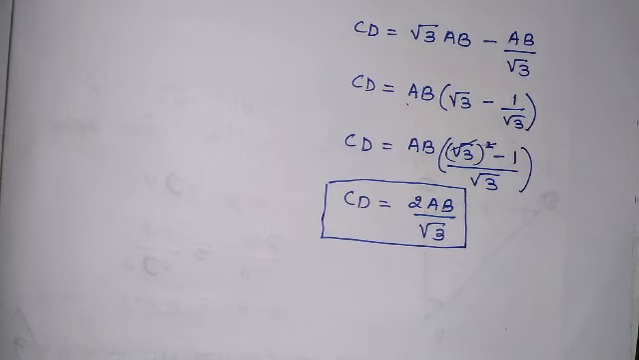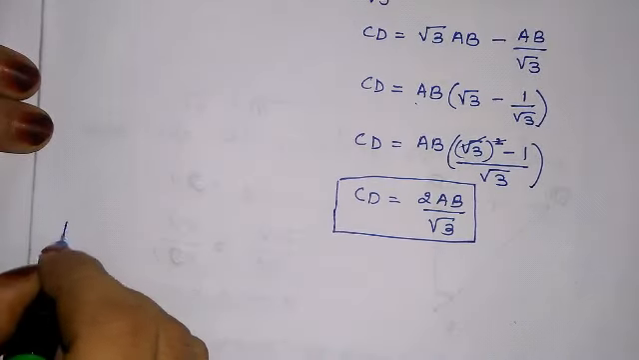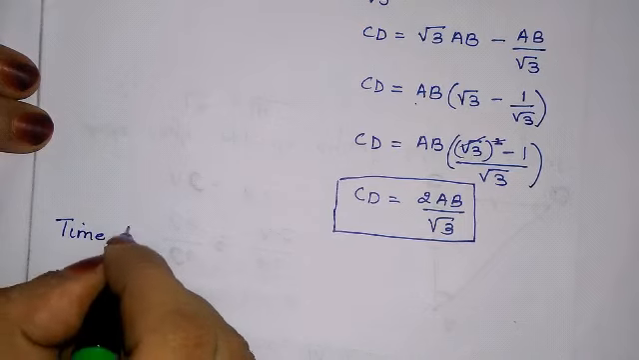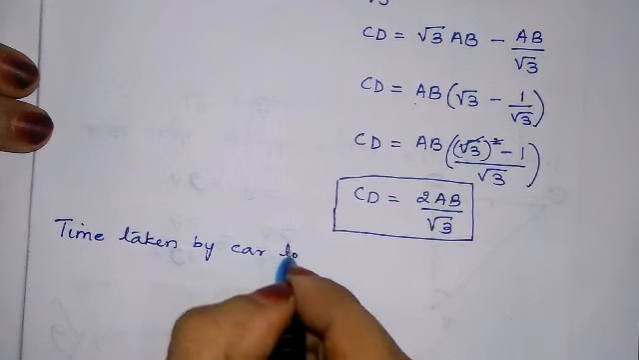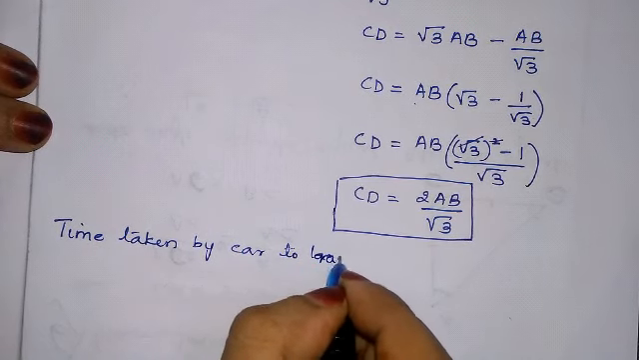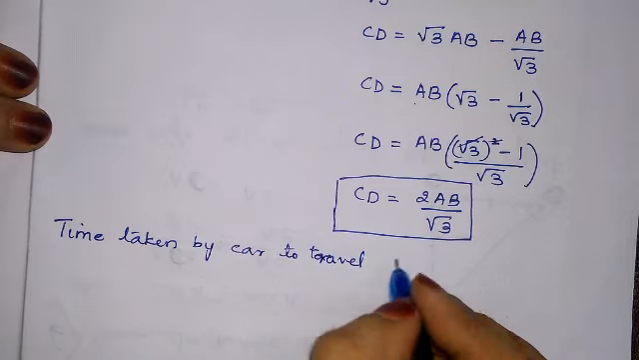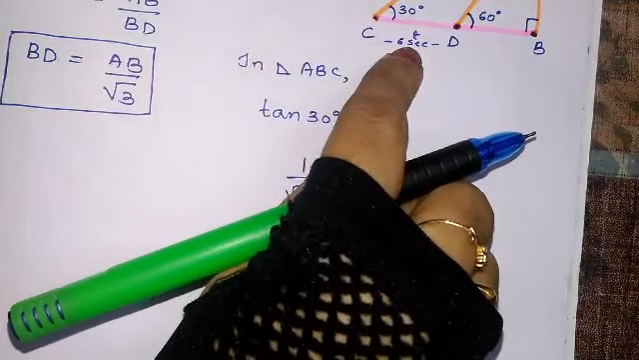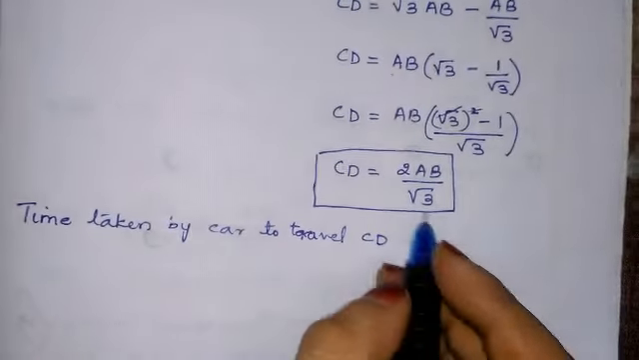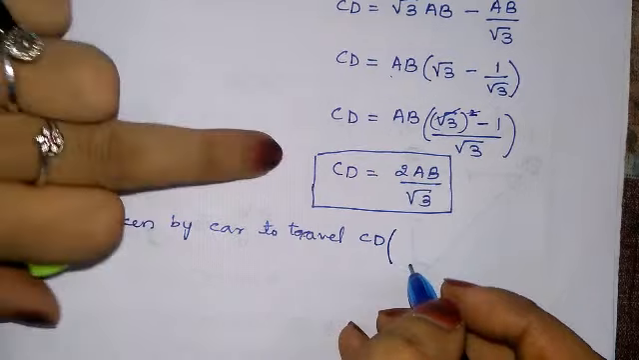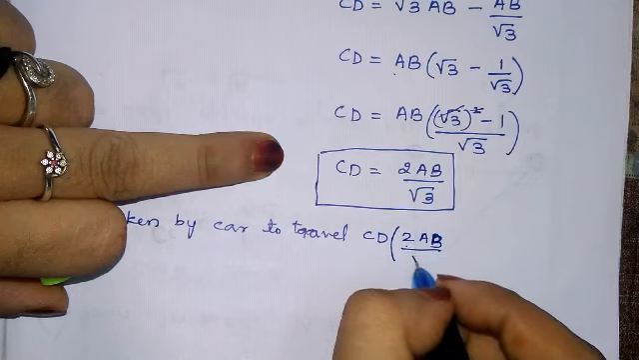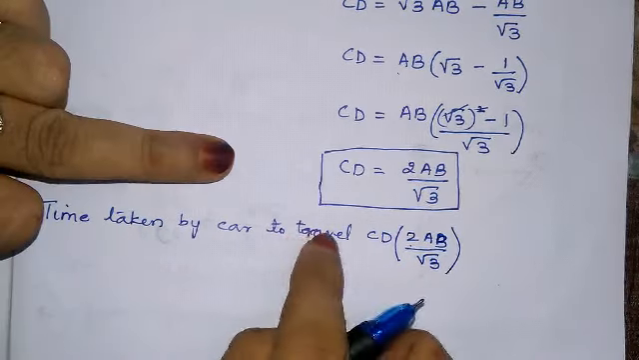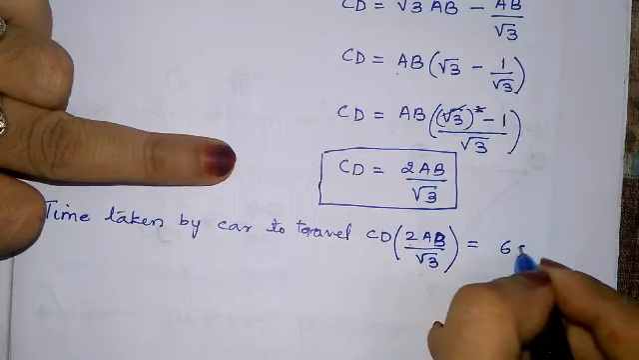Okay. Time taken by car to travel, in the question it is given. Time taken by car to travel CD, 6 seconds it has taken. But CD value, I'll write, CD is 2AB by root 3. Time taken to travel CD is 6 seconds.